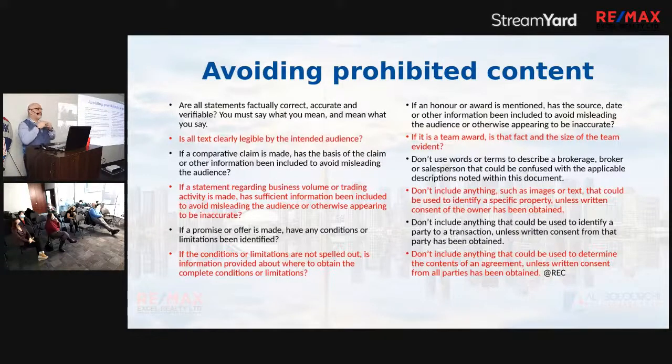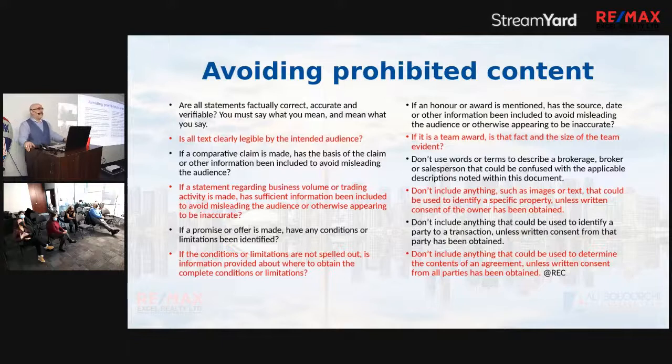But I've seen people using top broker, your number one broker. That's illegal. If you make any claims, you have to come up with the details that I'm going to say. Are all the statements factually correct, accurate, and verifiable? You must say what you mean and mean what you say. Is all text clearly legible by the intended audience? If a comparative claim is made, has the basis of the claim or other information been included to avoid misleading the audience? If a statement regarding business volume or trading activity is made, has sufficient information been included to avoid misleading the audience or otherwise appearing to be inaccurate?